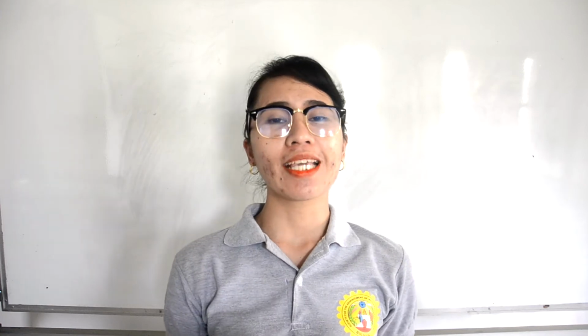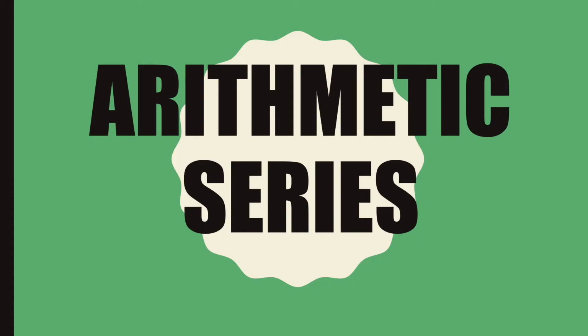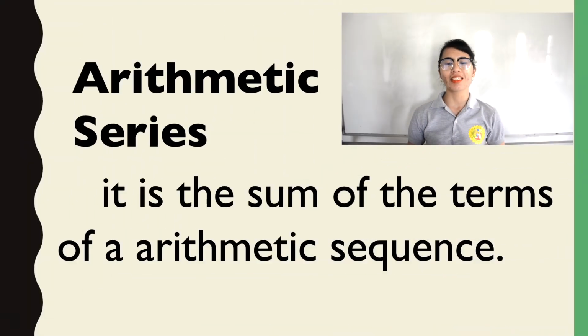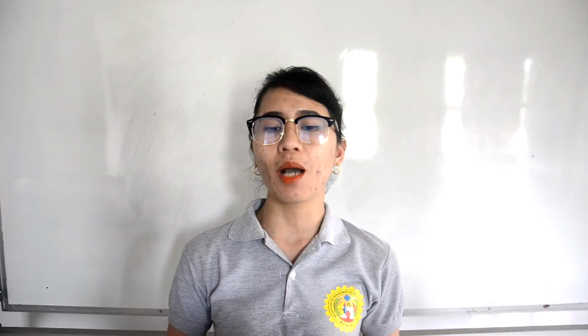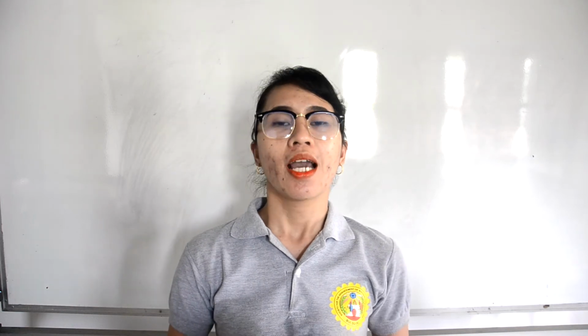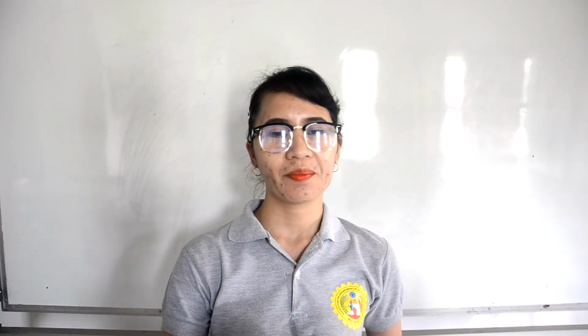Our topic for today is about arithmetic series. So, according to Merriam-Webster, a series is a number of things or events that are arranged or happen one after the other. In mathematical terms, it is the sum of the terms of a sequence, and it is a group of numbers separated by a plus sign. So when we say arithmetic series, it is the sum of the terms of an arithmetic sequence.